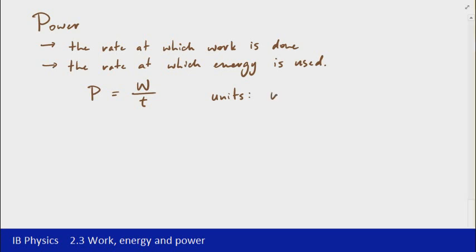The units of power are watts. The symbol that we use for watts is a capital W, so just be careful here. You've got work being capital W, watts being capital W. One's a quantity, one's a unit. I should also mention that W we sometimes use for weight, so you really do need to be careful about what the W means in the context that it's being used.